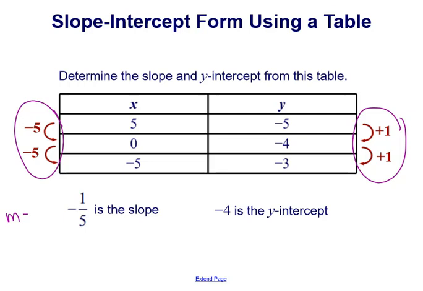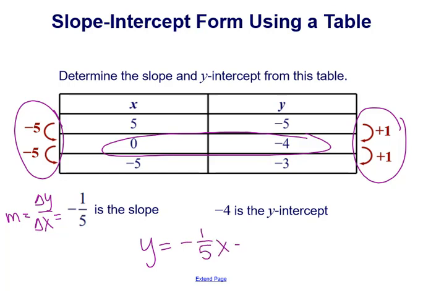So our slope, which is the change in y over the change in x, is equal to -1 over 5. And then the y-intercept is -4 from that second row of 0, -4. So if m equals -1/5 and b is -4, we can write the equation in slope-intercept form for this table as y equals -1/5 x minus 4.